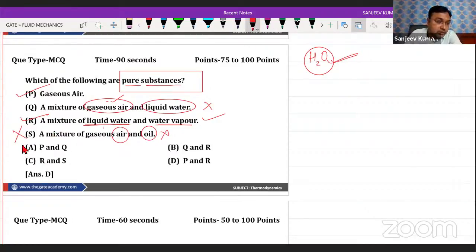So option A is not correct. R and S not correct. Not correct. P and R. Okay, understood.